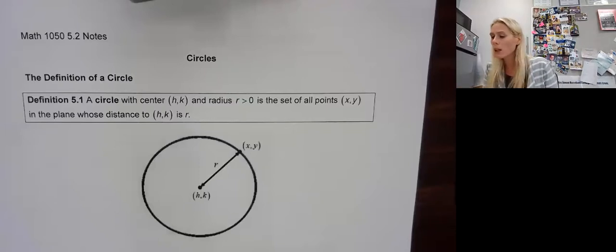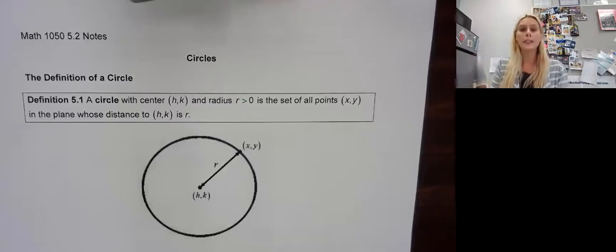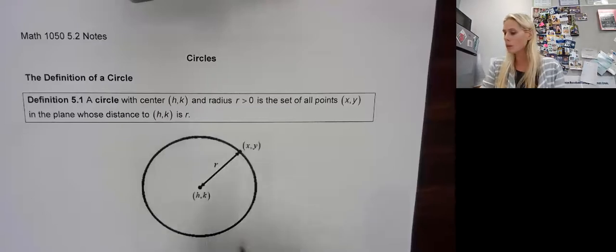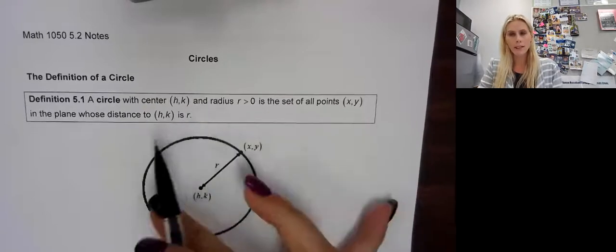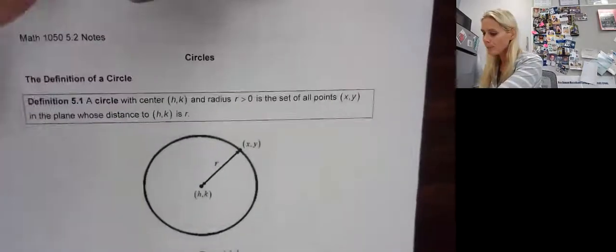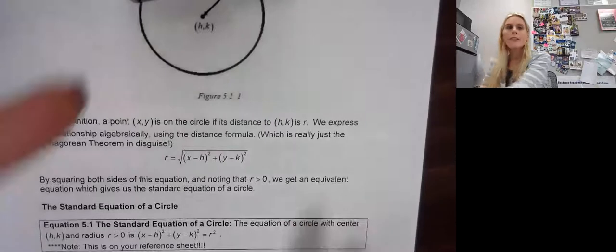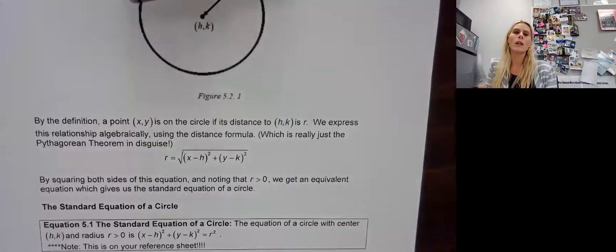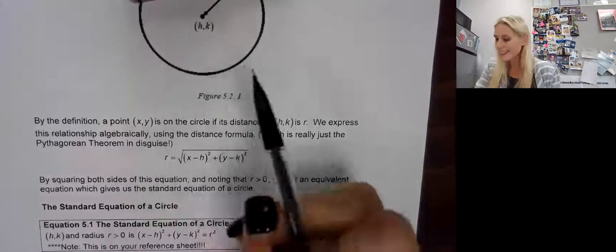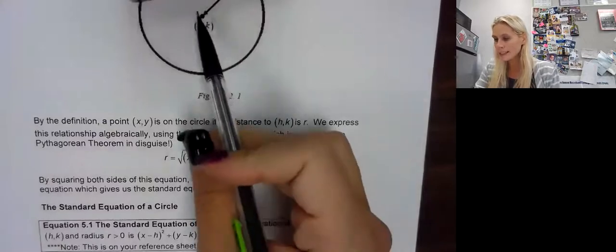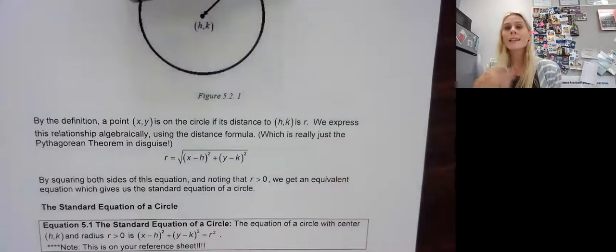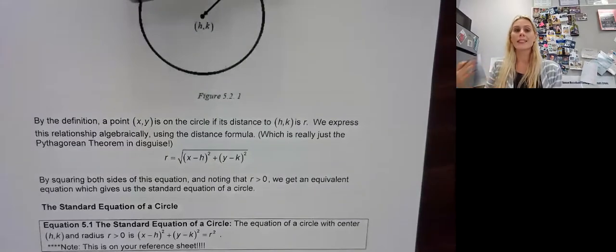So a circle with the center (h, k) and the radius r, of course greater than 0, is the set of all points (x, y) in the plane whose distance to (h, k) is r. Of course, that makes sense, right? So we have a center, and the radius creates the whole circle in general, okay? By definition, a point (x, y) is on the circle if the distance to (h, k) is r. Okay, so of course, (x, y) is on the circle only if the distance between it and (h, k) is r. This helps us prove certain questions later, okay?